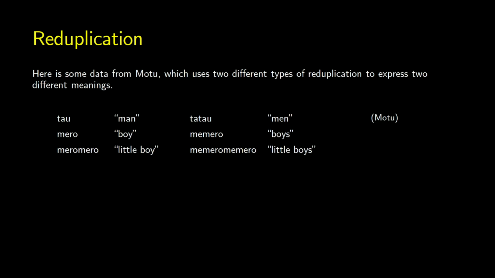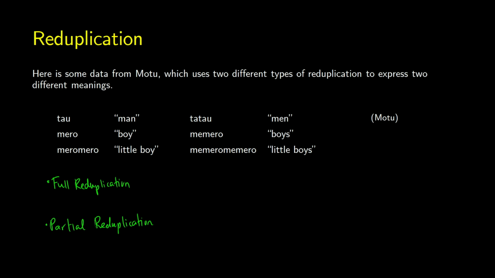Now here's where things get a little bit messy. What happens when there's two different types of reduplication happening at the same time? And what I mean by this is there's going to be a case of full reduplication where you take the whole word and reduplicate it, and there's going to be a case here of partial reduplication. And this is where you just take part of the word and reduplicate it. So let's ask ourselves what the different types of meanings are here.